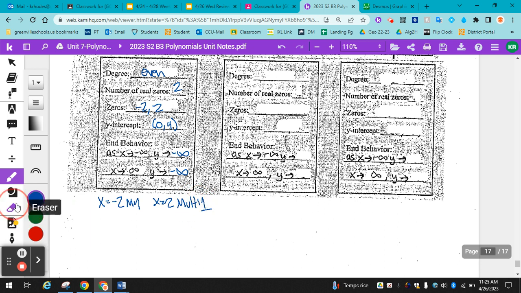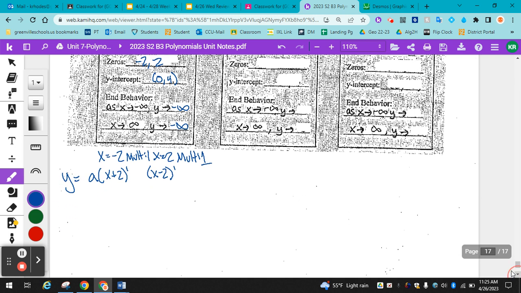That's really hard to read. Let me try to erase that. Meaning the exponent's going to be 1. And you set that equal to 0, so I'm going to add over 2. So x plus 2, x minus 2, and it has a multiplicity of 1. We do not know if there's a coefficient or what it is, but this is an equation, so we can figure out what the coefficient is. These are being multiplied by a, using a point we know.